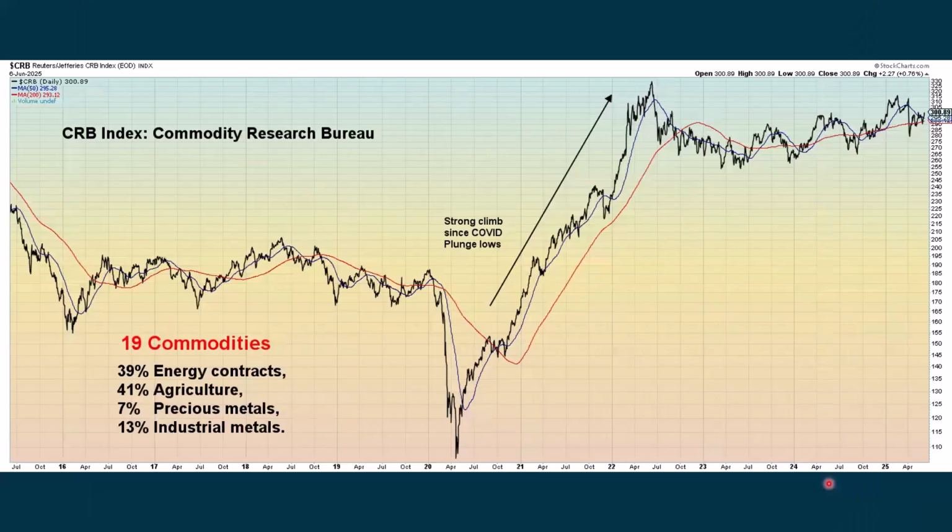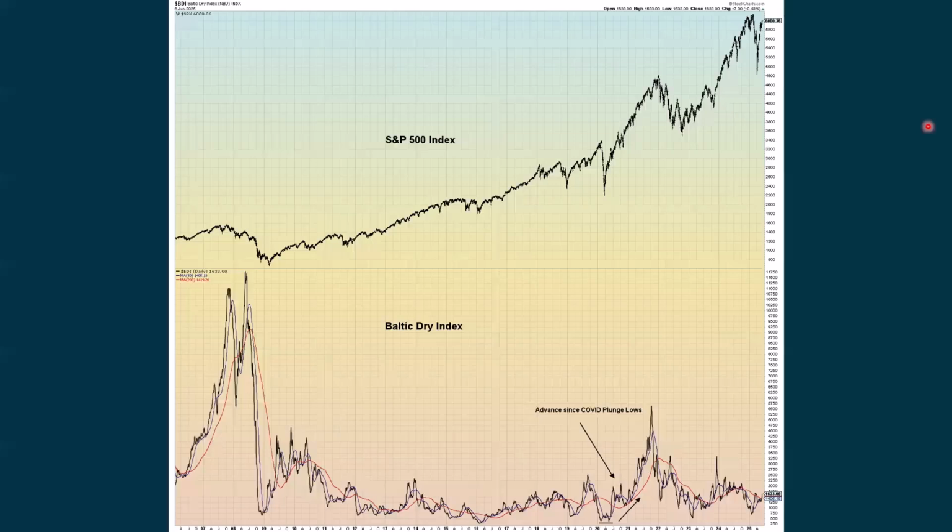Here's a daily chart of the CRB index, pulling back, but still in an uptrend, and it's still above both of its moving averages. We look at the Baltic Dry Index. As a general rule, when this is going up, that's more inflationary. When this is going down, that's more deflationary. And we're just barely starting to see an uptrend here with this.